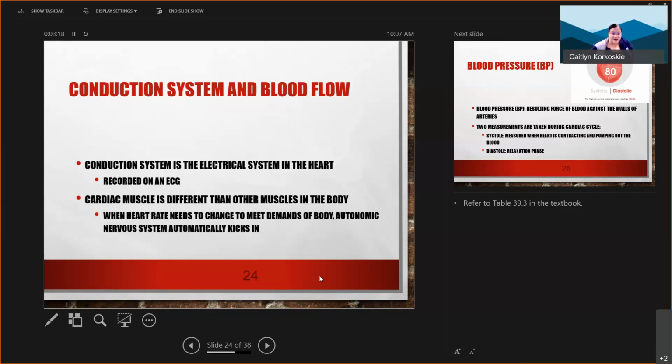But it will show us if there are any issues with the SA node, the AV node, or the bundle of His. It'll tell us if there are any issues with the electrical impulses and contractions.